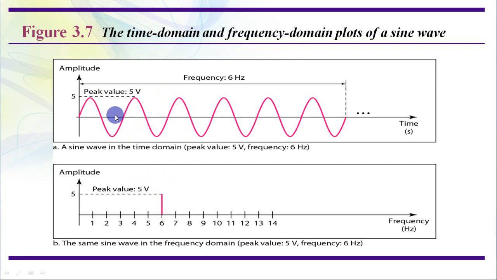So in the first figure it is the sine wave in the time domain. If you want to represent it in the time domain, you have to represent it with the sine wave, and the frequency is 6 hertz. While if you draw this in the frequency domain, then here with the amplitude, at the same distance we have divided it, and at the point of its frequency, up to as many volts as its peak value, we draw a line, and we call this the frequency domain.